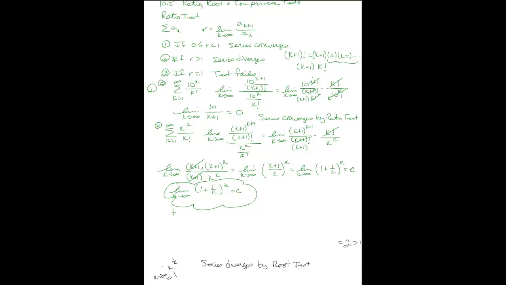e is 2.7, so it is larger than 1. So the series diverges by the ratio test.